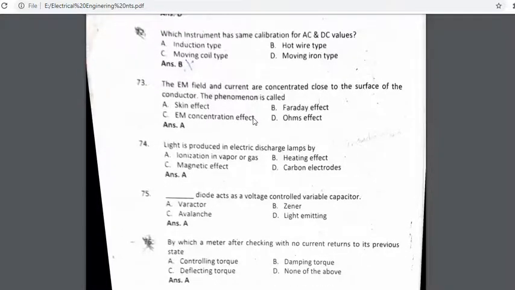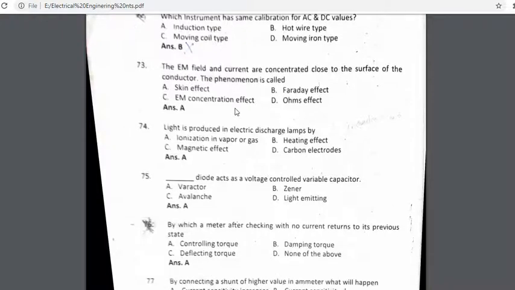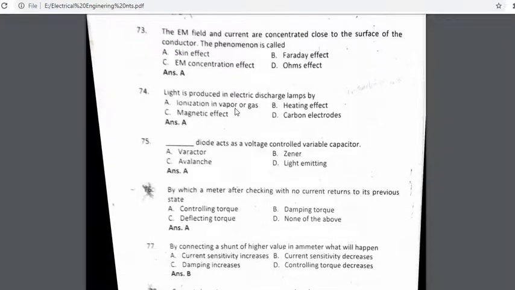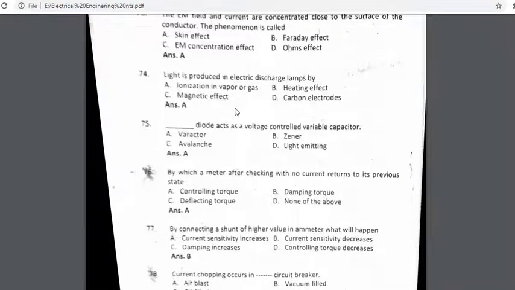In EM, electromagnetic field and current are concentrated close to the surface. This is called skin effect. So you will have a skin effect. So it means that the electrons will flow on the outer edges of your conductor. Light is produced in electrical discharge lamp by what? Ionization in vapor or gases.